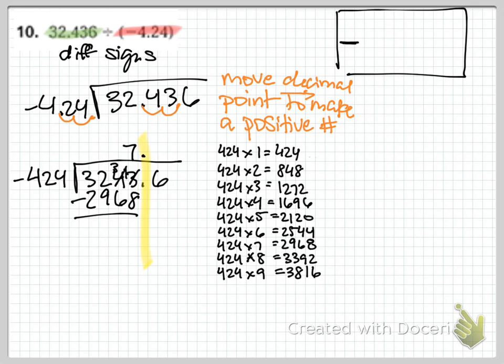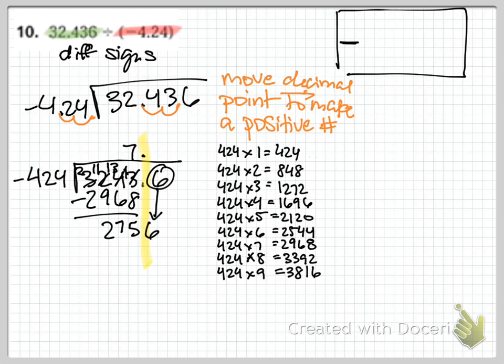So 13 minus 8 is 5. I'm going to borrow from here. 13 minus 6 is 7. Borrow again. 11 minus 9 is 2. Okay, now I can bring this 6 down.